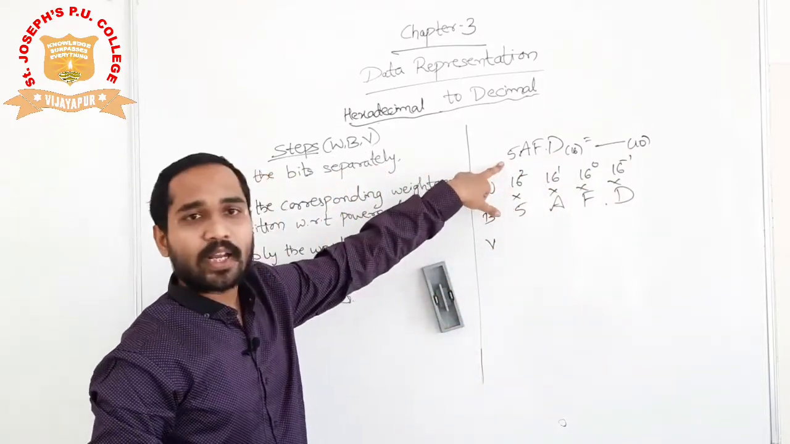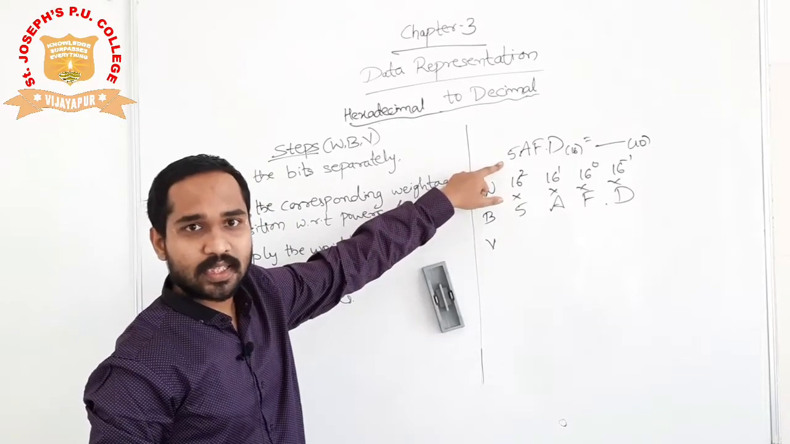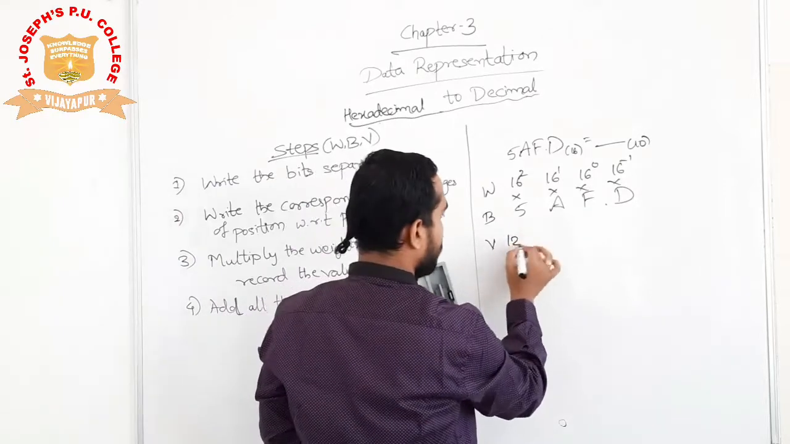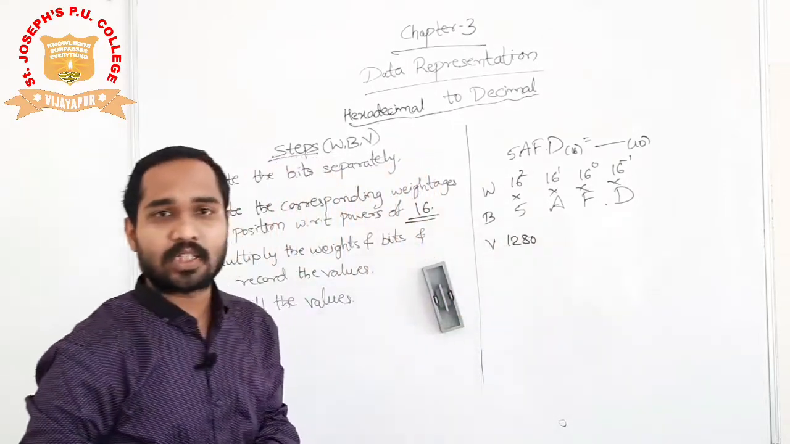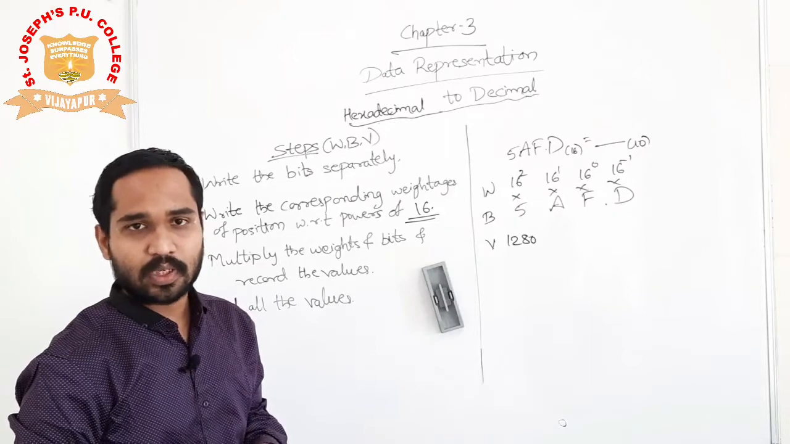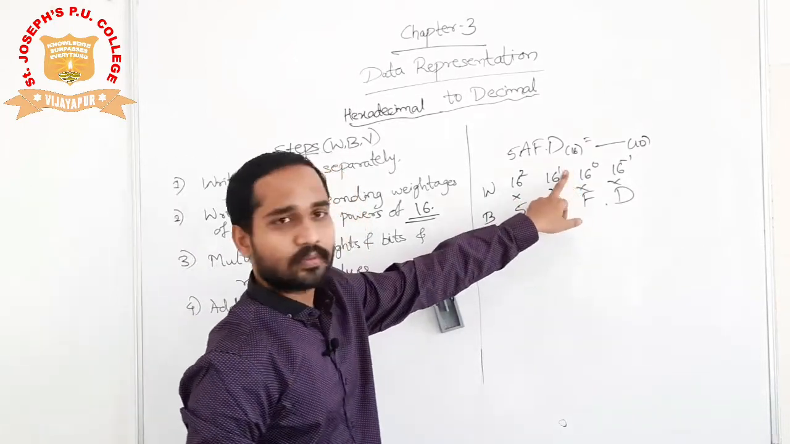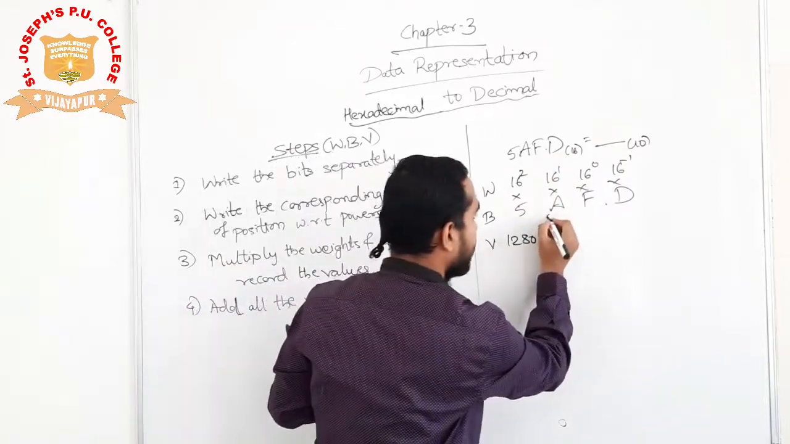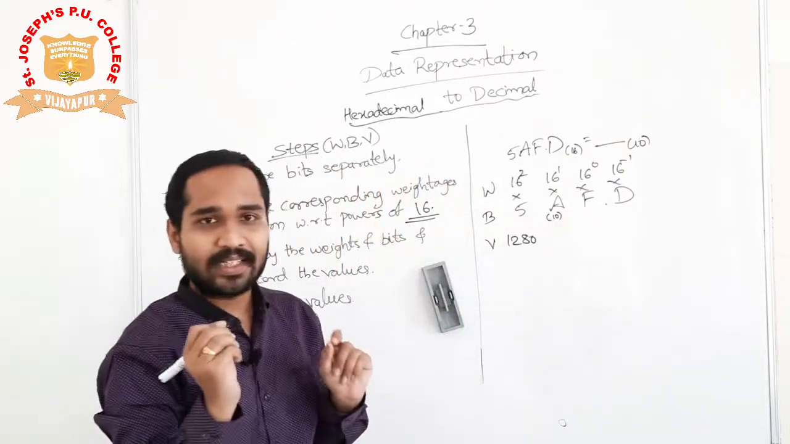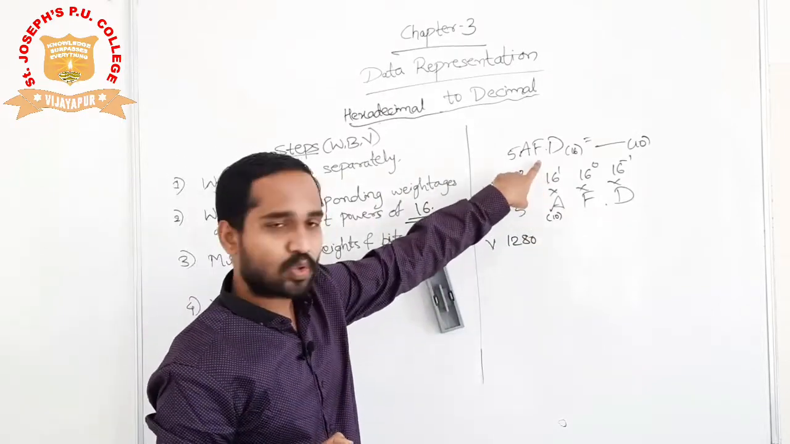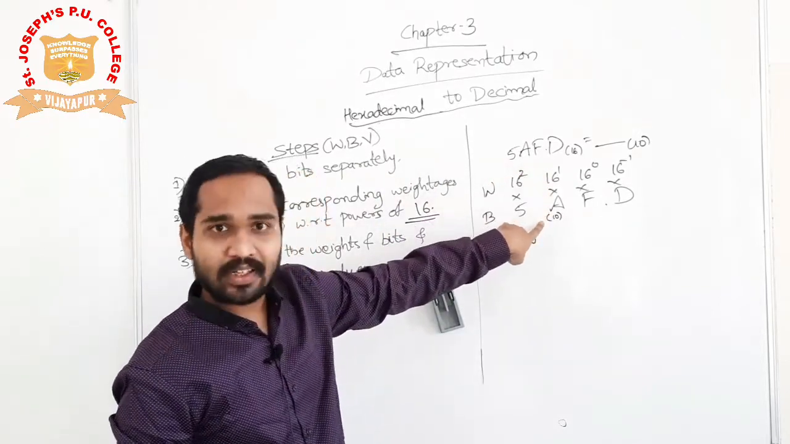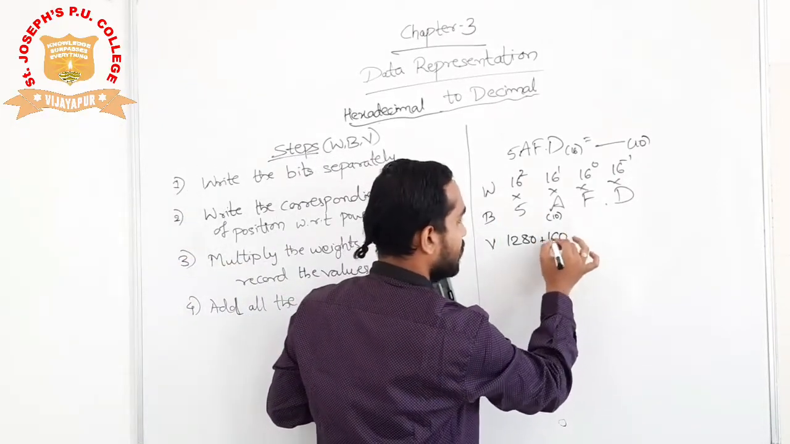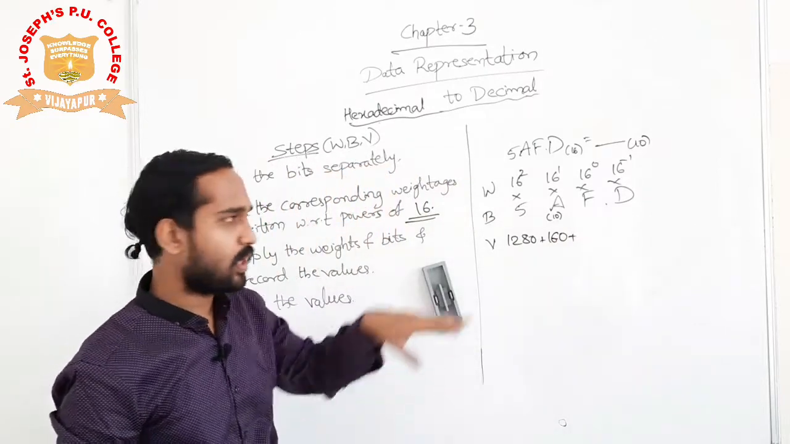So 16 squared is 256, correct? 256 into 5, you have to calculate, please calculate and say: 1280. Then 16 raised to 1 is 16. What is A? What is the value of that? 10, correct? So 16 into 10 you have to do, because it is A. The value of A is 10. So it is 160. 16 tens are 160, correct?